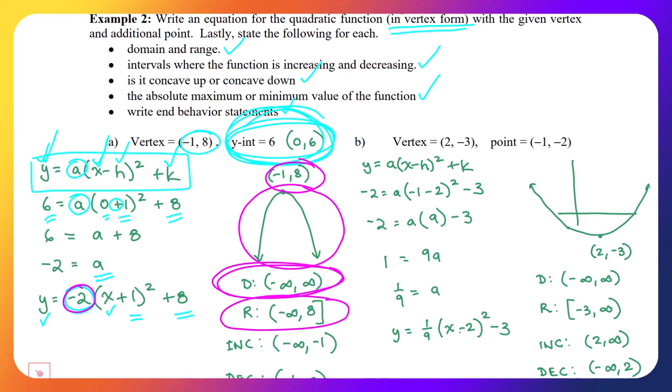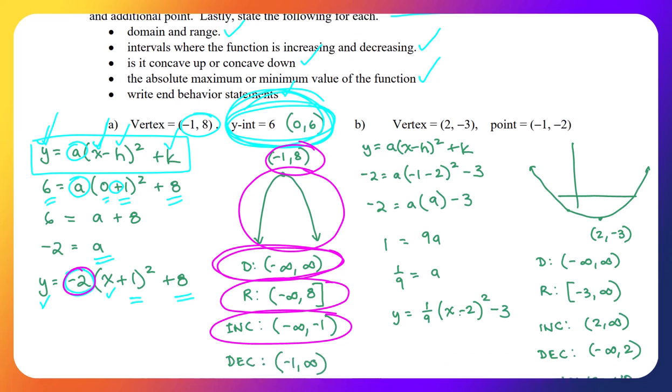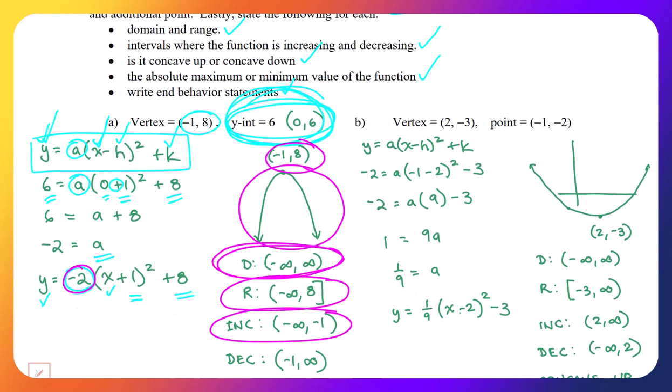It's increasing to the left of the vertex. It's decreasing to the right of the vertex, from the x value. Again, increasing and decreasing are the x values, where it is increasing or decreasing. The y values are increasing or decreasing. The x values are where it happens.